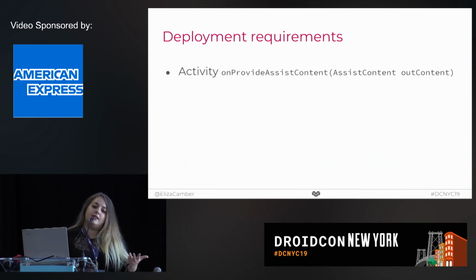So there are three things that you can do. The first one is on the activity. There is a new method, it's called onProvideAssistantContent, and it basically gives information to the Google Assistant about the current foreground UI and activity that are open.